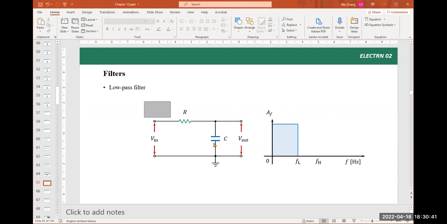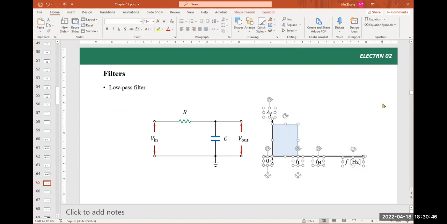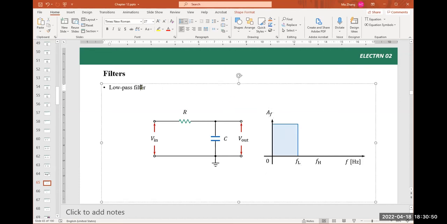This is called a low pass filter. And the figure on the right explains how it works. First, we know it's a filter. Low pass filter means only the signal with low frequency can pass through it.